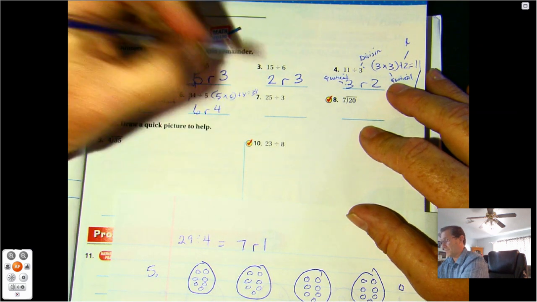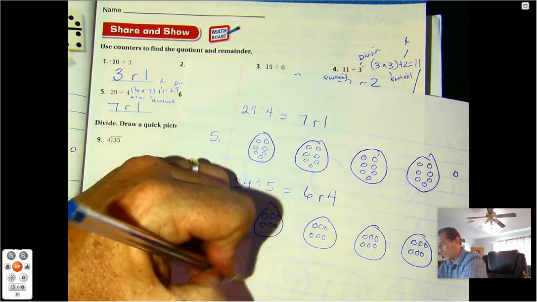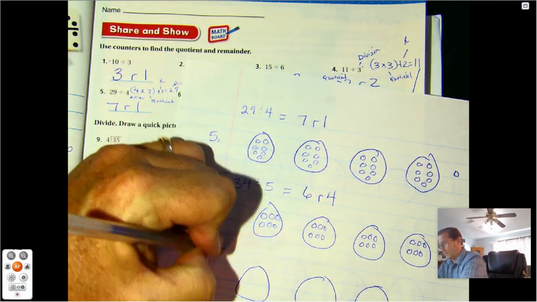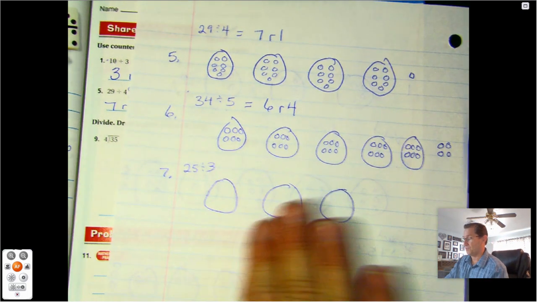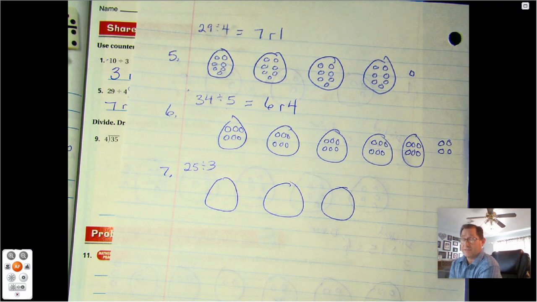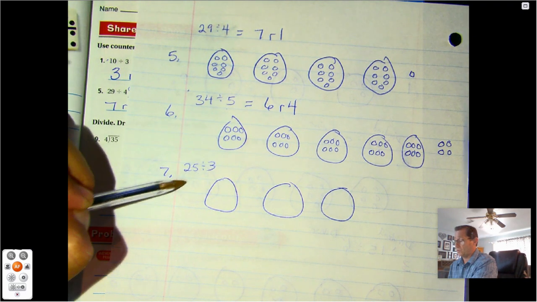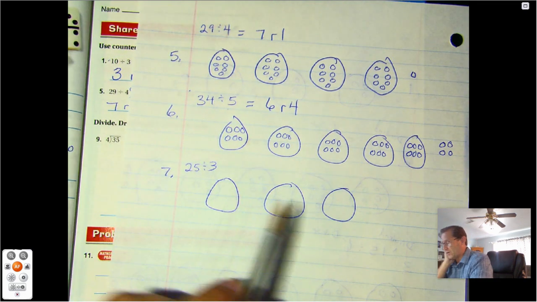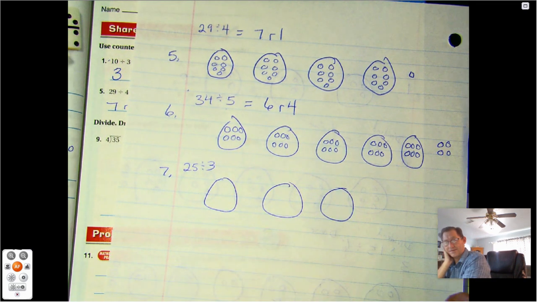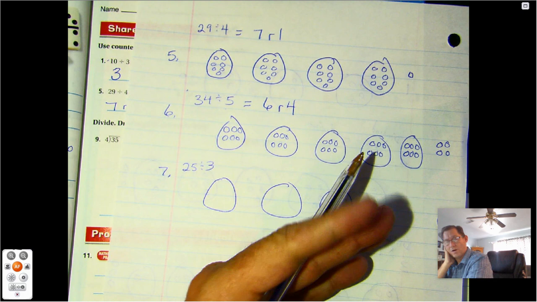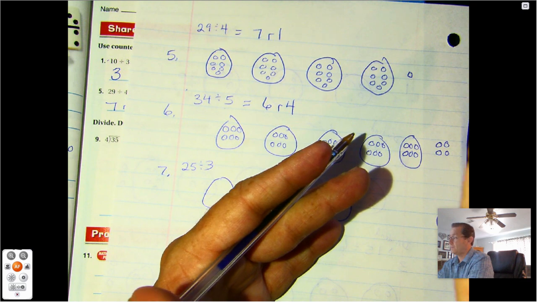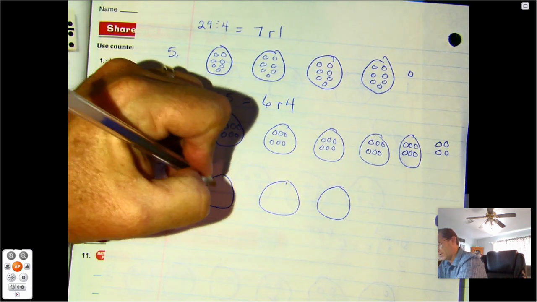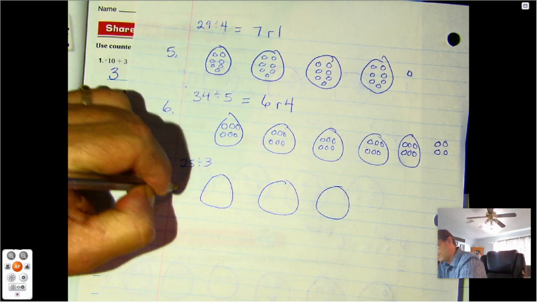Okay, number 7, 25 divided by 3. If you have counters, we definitely can go 1 in each one until we've shared as many as we can evenly. But I can also go in my head, I can say, well, I know it's going to be something times another factor that will get me close to 25. 3, 6, 9, 12, 15, 18, 21, 24. 8. 3 times 8 is 24. So that's the closest I can get to 25 without going over.